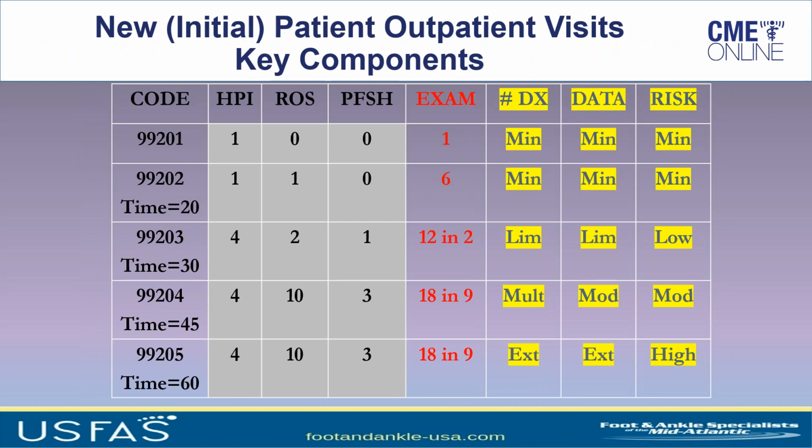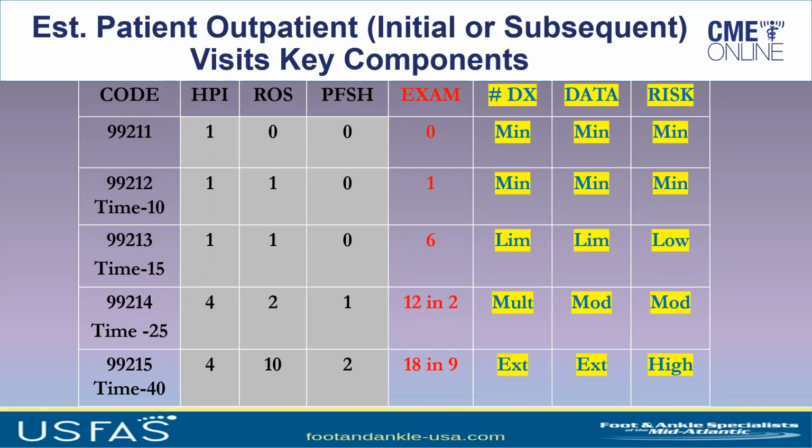The difference is in the medical decision-making and the counseling. You'll see that the diagnosis, the data, and the risk are limited, limited, low, but you'll see in a 4, it's multiple, moderate, and moderate. So it's possible that you can get a level 4 visit because your medical decision making is more complex. So you may have an established patient that has multiple diagnoses, you reviewed different data, or the risk may be high based on the treatment that you're providing them.